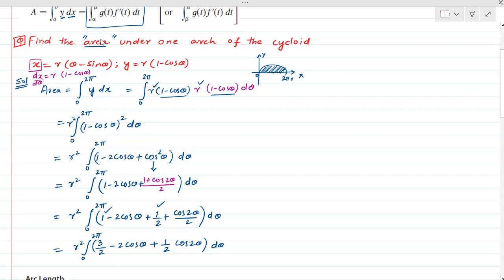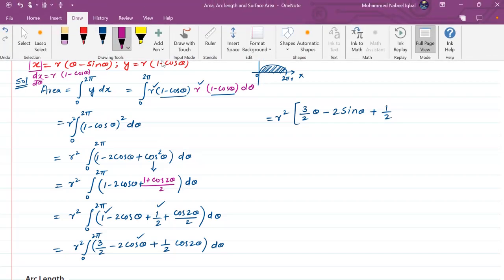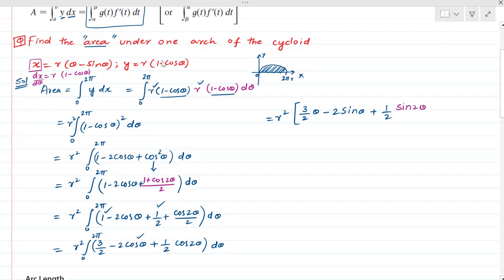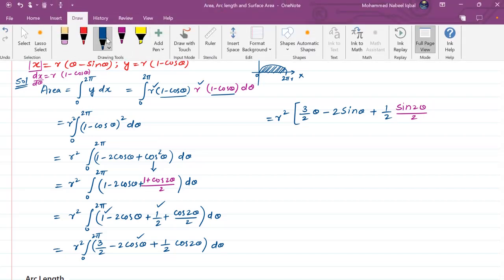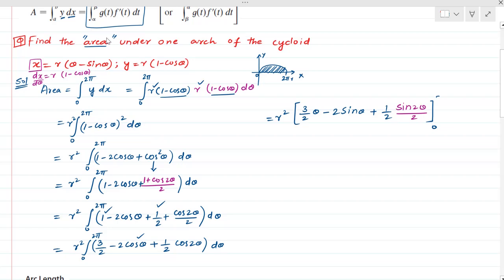Now I have to integrate this. So r square is as it is. Now when you integrate the 3 over 2 with respect to theta, it equals 3 over 2 into theta, minus 2 sine theta, because the integral of cosine becomes sine. So here 1 over 2 is a constant. When you integrate cosine 2 theta, it becomes sine 2 theta over 2, the angle 2. And then we will have the limit 0 to 2 pi.